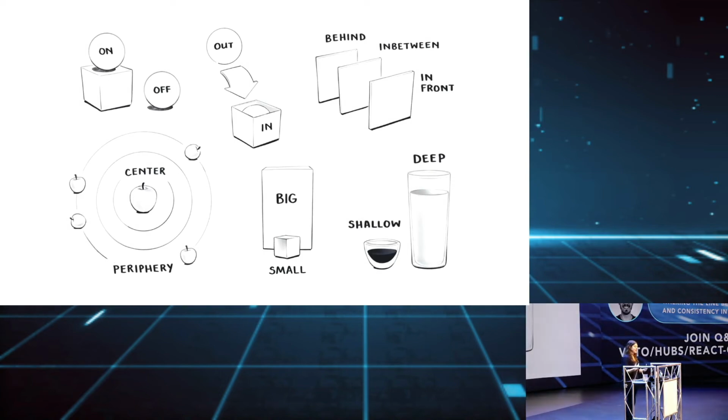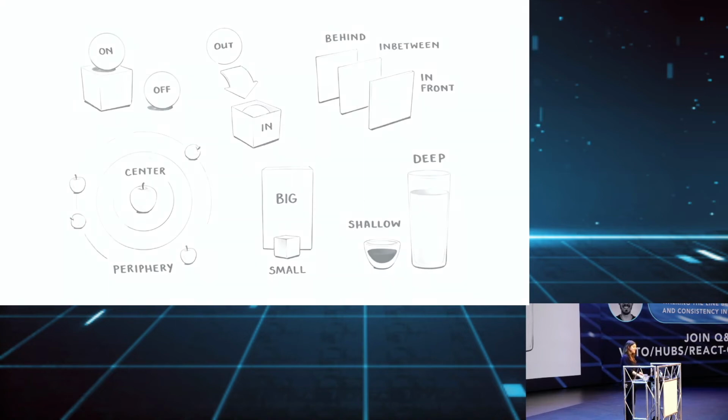All humans with bodies have an inherent understanding of a large array of spatial concepts like up, down, left, right, in, out, big, small, deep, shallow. And just like we use metaphors based in physical objects to understand our programs, we also use this knowledge of physical space to talk about the structure and behavior of our programs.